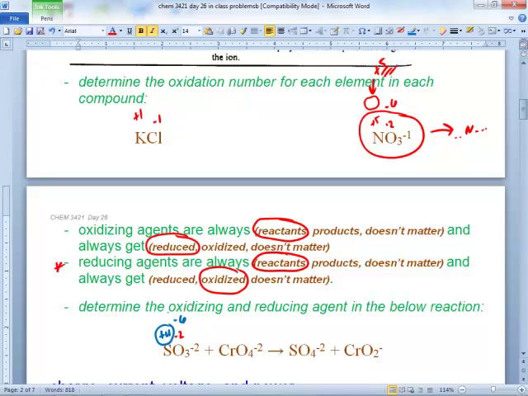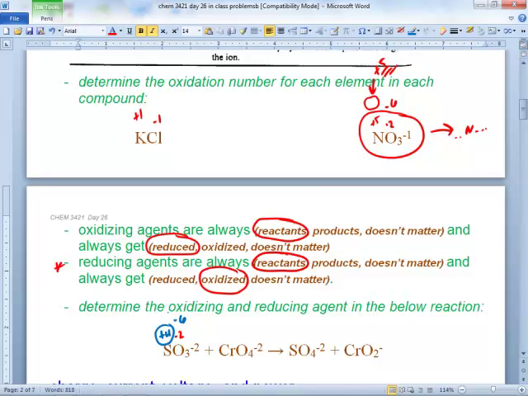Who cares about the chromium? Just figure out what is on the product side. Is oxygen ever going to change on you? No. The sulfur will, though. So let's figure out what sulfur is on the product side, and we'll see whether the sulfur gets oxidized or reduced. And then we'll know what he is, and then the chromate just has to be the opposite. We don't need to mess with them. So let's do the sulfur on this side.